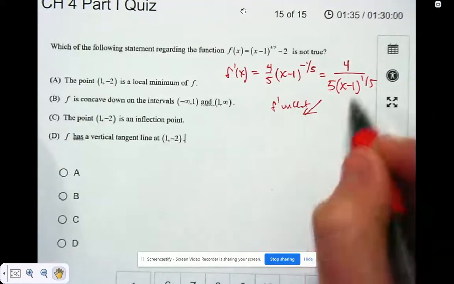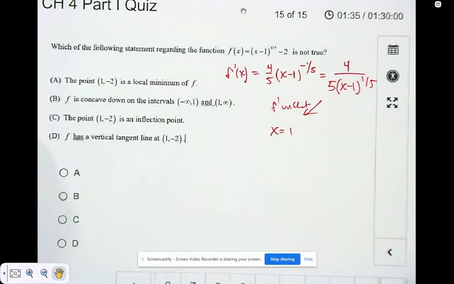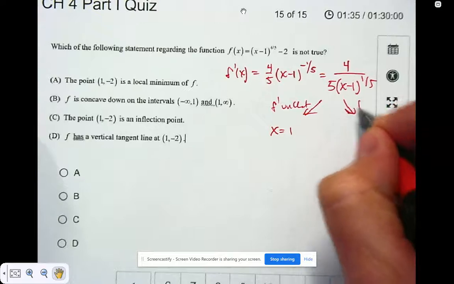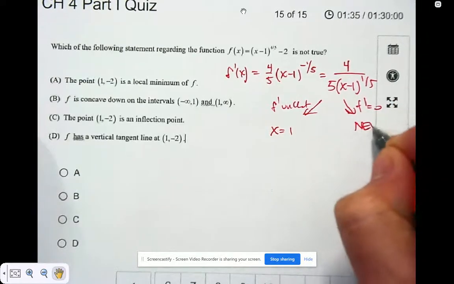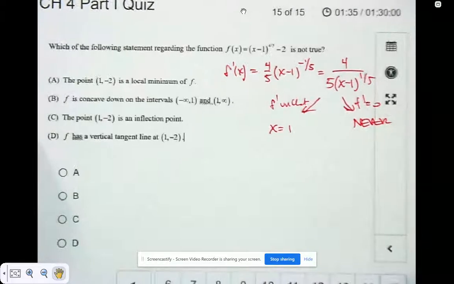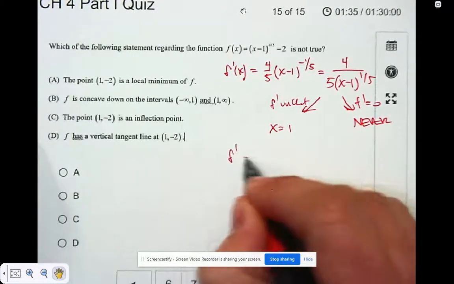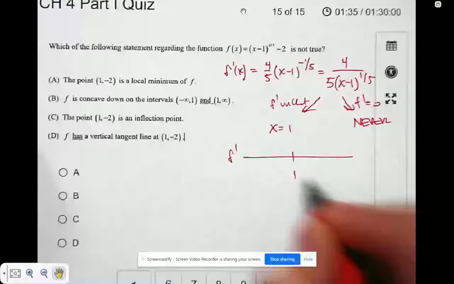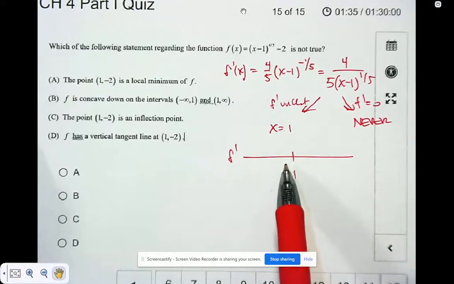Okay? Critical numbers. When is this thing undefined? It's undefined when x is 1. When is it equal to 0? Never, right? We just did a problem like that. The fraction is never 0 because the numerator can't be 0. And so if you analyze f prime, you know that that's the only critical number. So let's figure out what's happening past it.